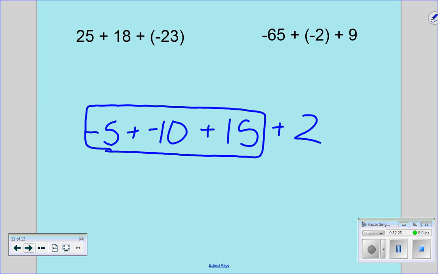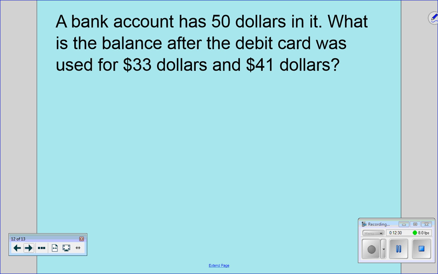Okay. The last thing I want to show you is an example of a story problem. So today, all story problems are going to have some number in it that's supposed to be negative. So here you have to look for your keywords. Below, took out, less than, withdraw. A bank account has $50 in it. What is the balance after the debit card was used for 33 and 41?